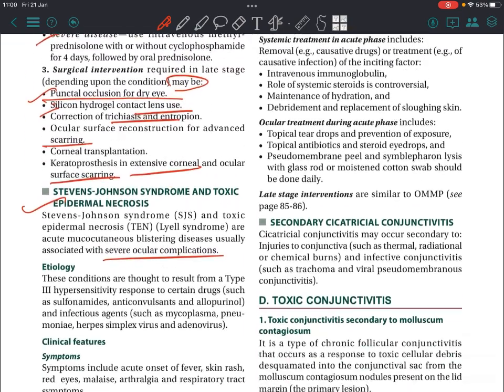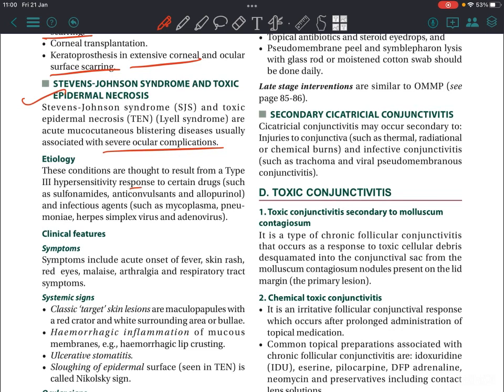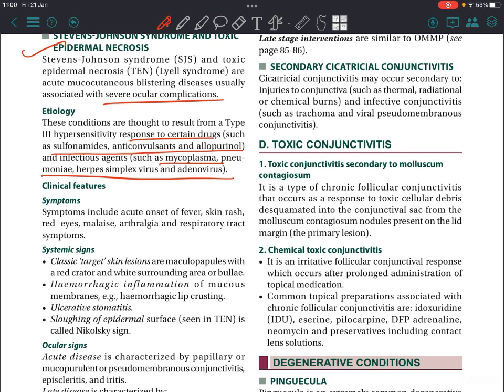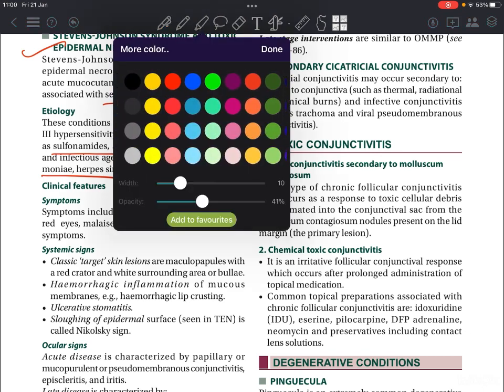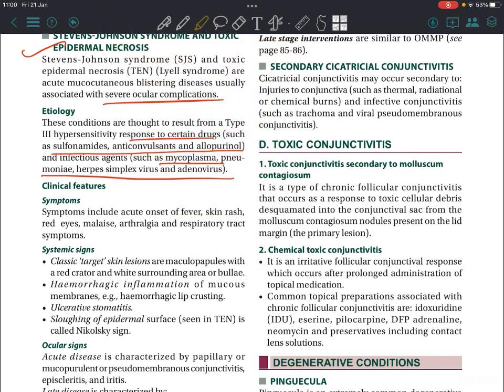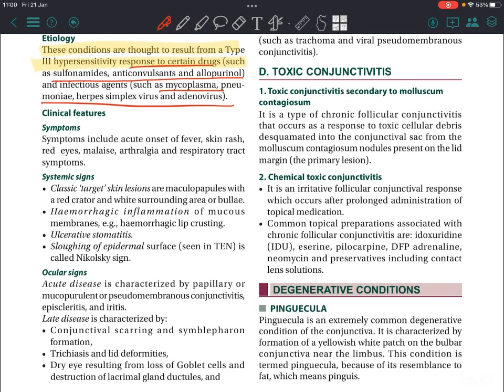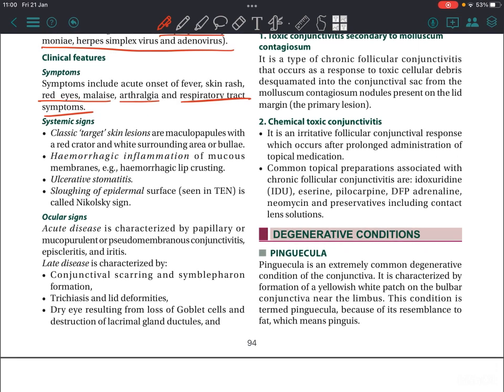These conditions are thought to result from a type 3 hypersensitivity response to drugs such as sulfonamide, anticonvulsants, allopurinol, etc., and infectious agents such as mycoplasma pneumoniae, herpes simplex, adenovirus, etc. Clinical features: symptoms include acute onset of fever, skin rash, red eyes, malaise, arthralgia, respiratory tract symptoms. Systemic signs: classic target skin lesions or maculopapules with red center and white surrounding area, bullae.